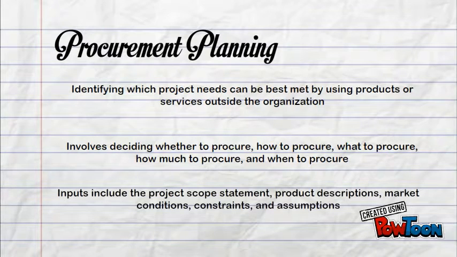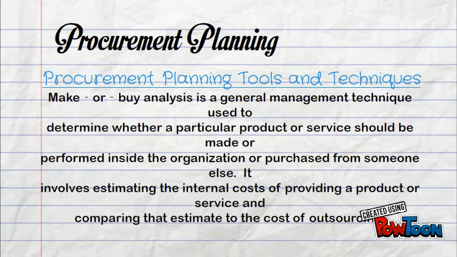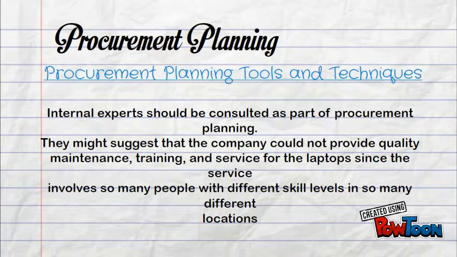Inputs include the project scope statement, product descriptions, market conditions, constraints, and assumptions. It involves estimating the internal costs of providing a product or service and comparing the estimate to the cost of outsourcing. External experts should be consulted as part of procurement planning.